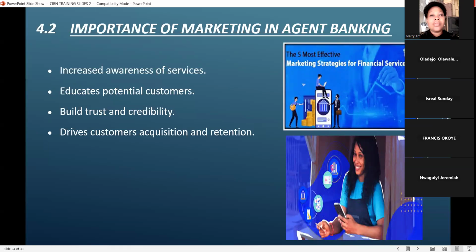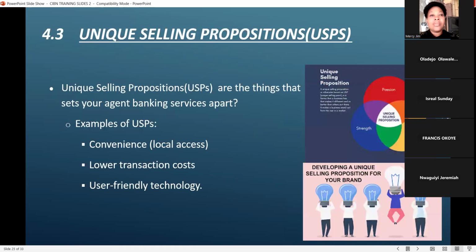Unique selling proposition. Unique selling propositions are things that set your agent banking service apart, those things that distinguish you from other people. Convenience, that's local access. It's convenient for people to reach you. Local access is more convenient for me than going to a far place where I would need transport. Even if I go to a far place, it must be for a particular convenience, maybe how I've been served.